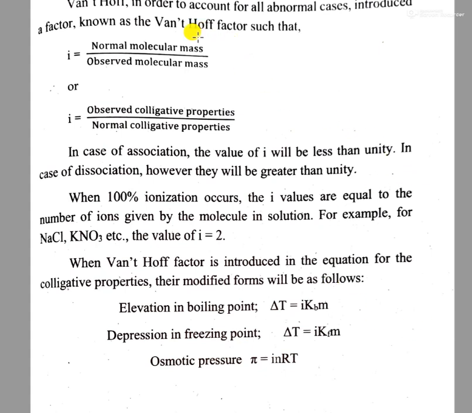So, what is the Van't Hoff factor? It is given by the equation normal molecular mass divided by observed molecular mass, or it is also expressed as observed colligative property divided by the normal colligative property. In the case of 100% ionization, the value of i will be equal to the number of ions given by the molecule in the solution. For example, in the case of NaCl or KNO3, the value of i is equal to 2. So the general equations of elevation in boiling point, depression in freezing point and osmotic pressure have been modified by introducing the Van't Hoff factor. These are the resulting equations.